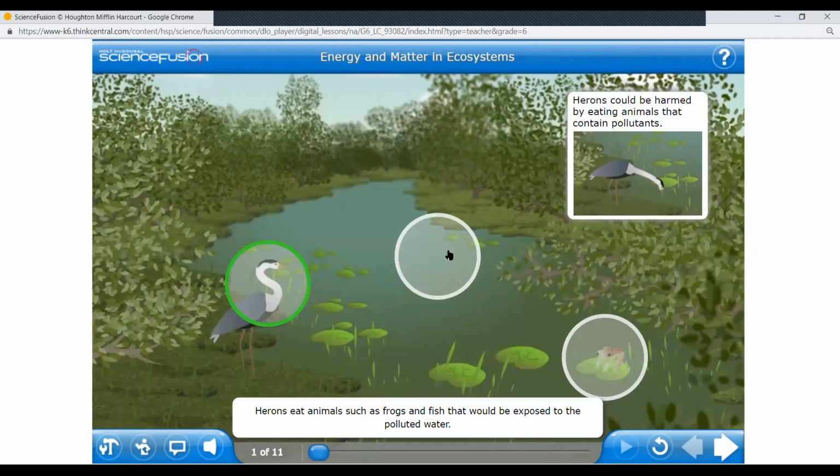Herons eat animals such as frogs and fish that would be exposed to the polluted water. If the heron ate these animals, then the heron might also consume the chemicals that contaminate the water. The chemicals could harm the heron's health and reproductive system.